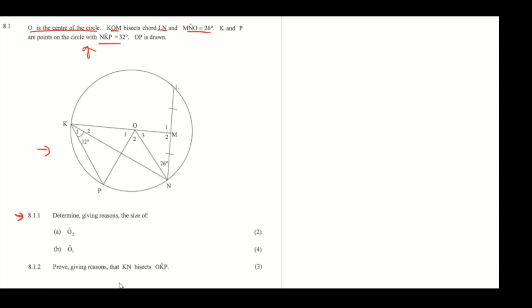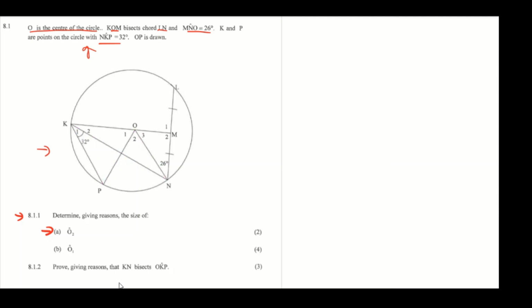So it's 8.1.1. We are asked to find the sizes of the following with reasons. So we want O2. We want to find this angle here. To find that angle, I want you to look at this here. I think I've been doing the same problem in this very same video, so this problem keeps appearing. This angle here is equal to twice this angle here. So that is theorem 3, if you remember clearly.